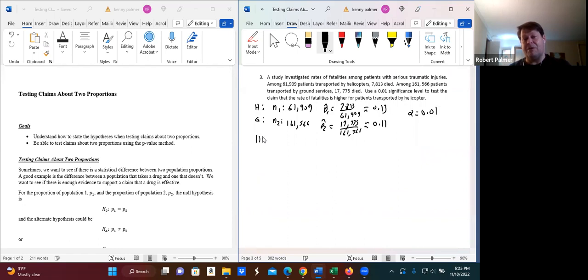Once again, let's do our hypotheses. Our null hypothesis is that both population proportions are equal. Then the alternate, H1 or HA, however you want to call it. Look at the claim again. The claim is that the rate of fatalities is higher for patients transported by helicopter. So our population 1 is helicopters. We're going to say that P1 is greater than P2. So that fits the claim. Once again, let's go to StatCrunch and find out. And once again, let me write these down.